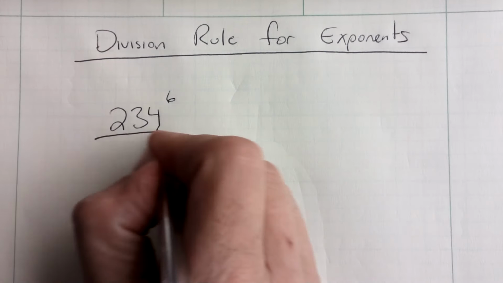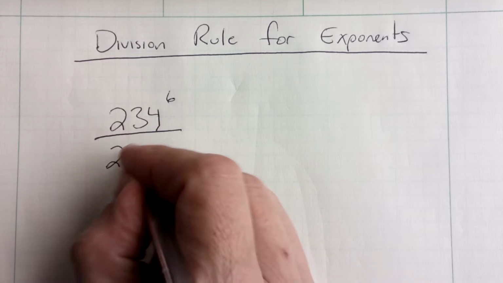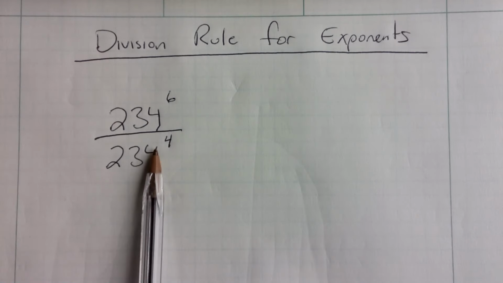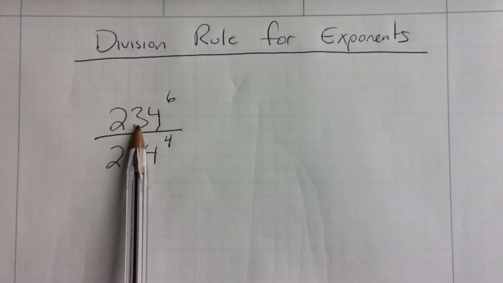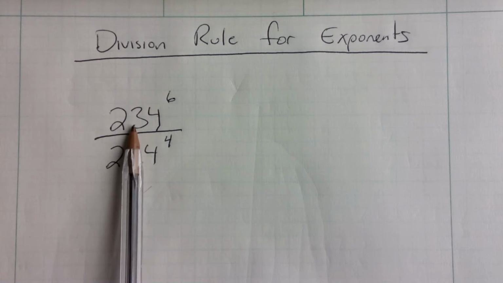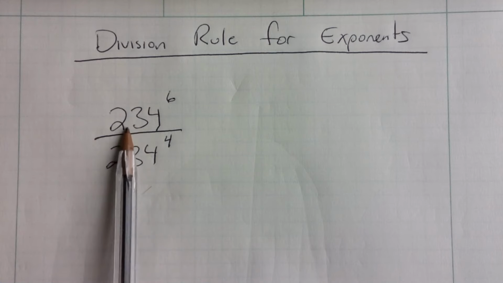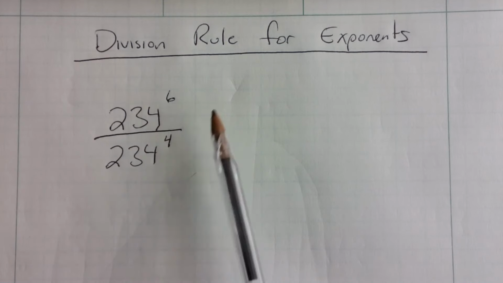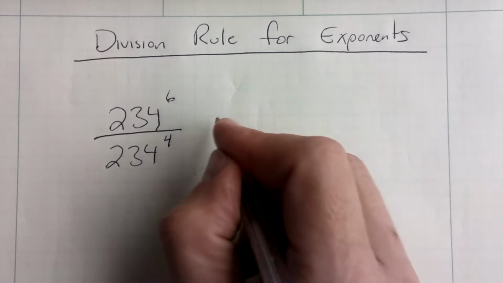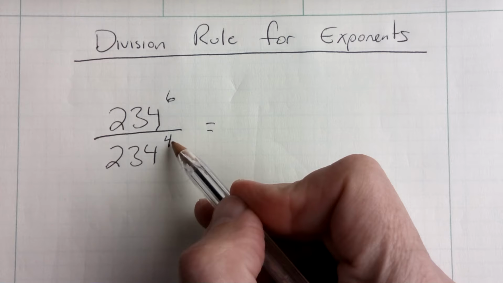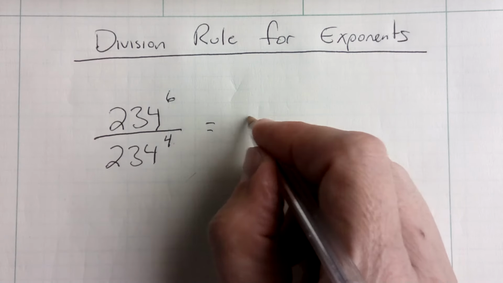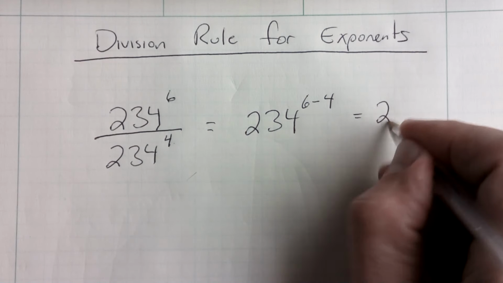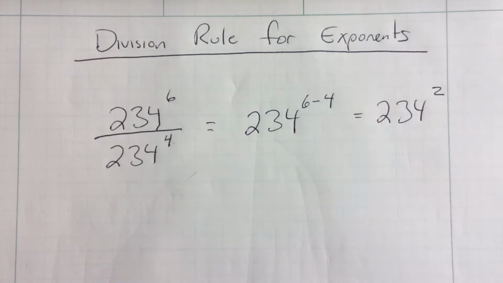But let's take another 234 to the, say, fourth power. And so we're dividing by this one. Now, I want to emphasize that the bases of the exponents are the same, 234, 234. And if the exponent on top is larger than the exponent on bottom, we're just going to subtract this bottom exponent from the top exponent. So we get 234 to the 6 minus 4, or 234 to the 2 power.